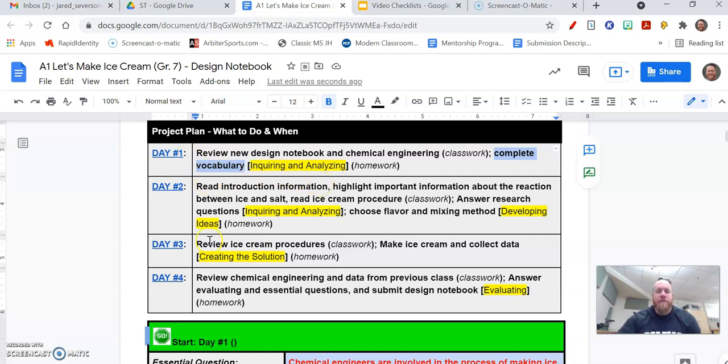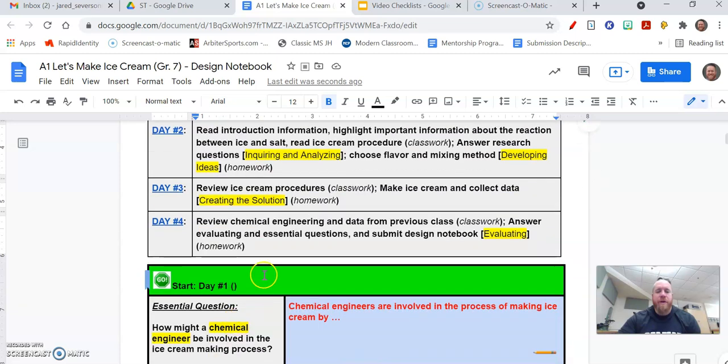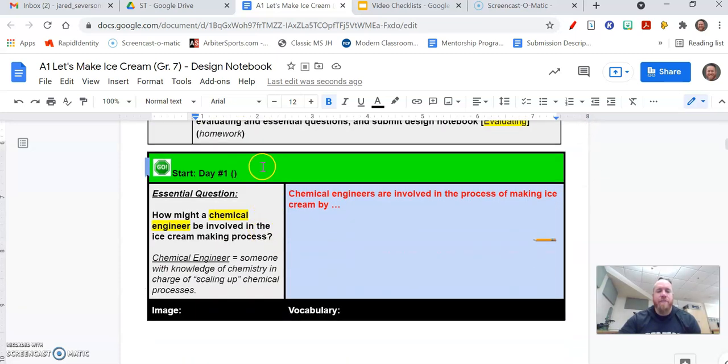And so let's go down to day number 1, which is right below our project plan. There you see the green start bar. Start of day number 1. Here's our essential question: how might a chemical engineer be involved in the ice cream making process? You can answer that question in this box. And again, this is a blue background, so that means you must answer this question at some point.